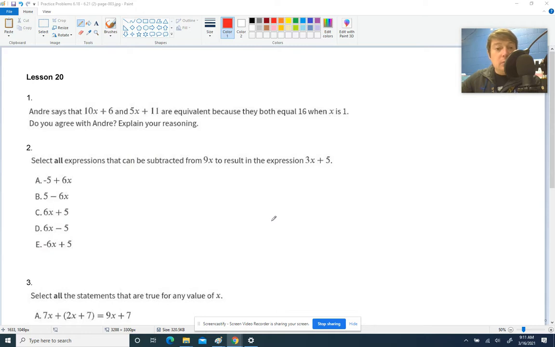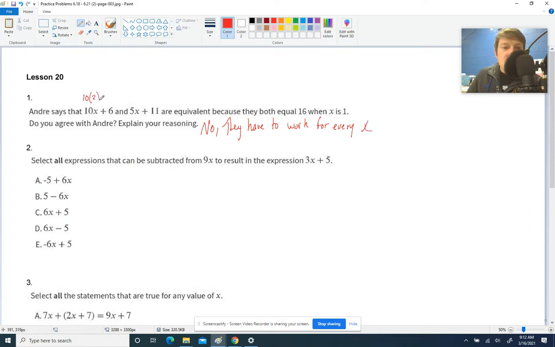What if x was 2? Would it work for that? No, it doesn't. So I'm going to say no. They have to work for every x. Let's do the 2 example.